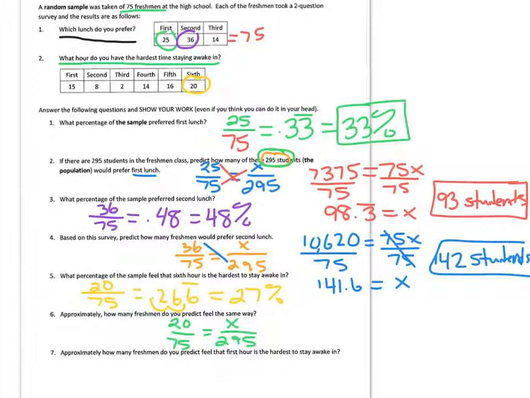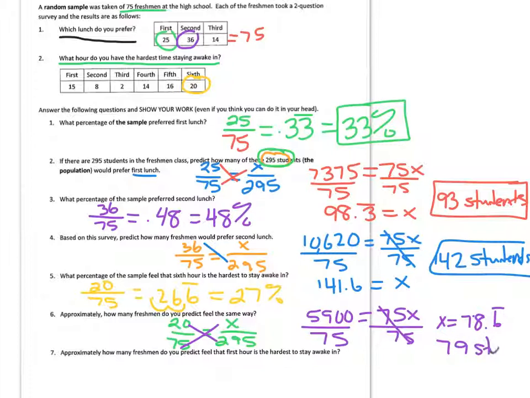All right, so now if we do the cross products, we have 20 times 295 gives us 5,900 equals, if we multiply the other diagonal, we get 75x. So finally, to solve this, you're going to divide both sides by 75. So 5,900 divided by 75 gives us 78.6 repeating, which we would say would be about 79 students. So we would predict 79 students think sixth hour is the most difficult to stay awake in.